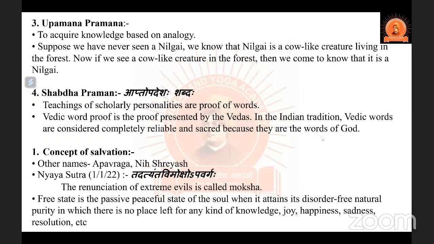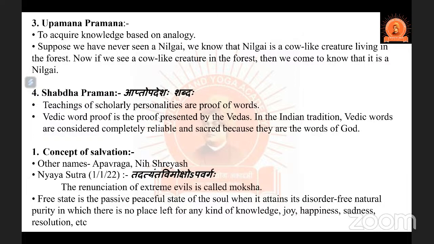So there are four ways: first, through our direct perception, and second, inferring something based on previous knowledge, that is anumana. The third is based on some analogy, some logic, we arrive at a conclusion, and that is upamana. And the fourth one is shabda pramana, through words given by scholarly personalities in the scriptures and texts. If someone acquires true, real and right knowledge from those, that is called shabda pramana. In this way, there are four types of pramana according to Nyaya philosophy.